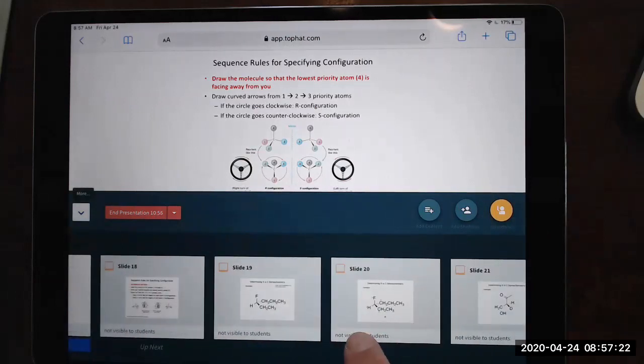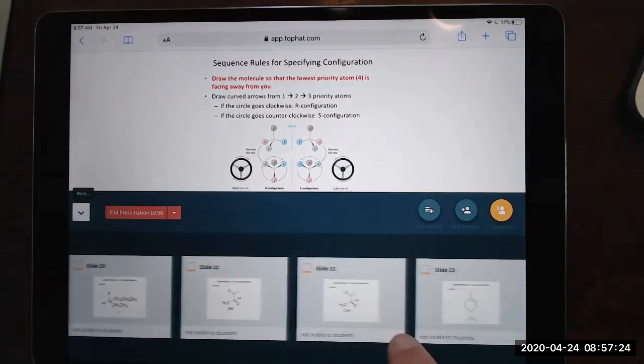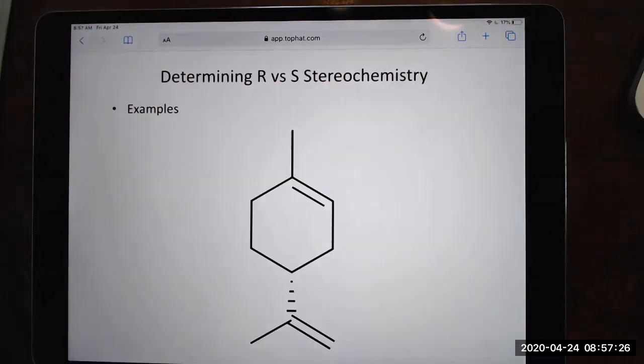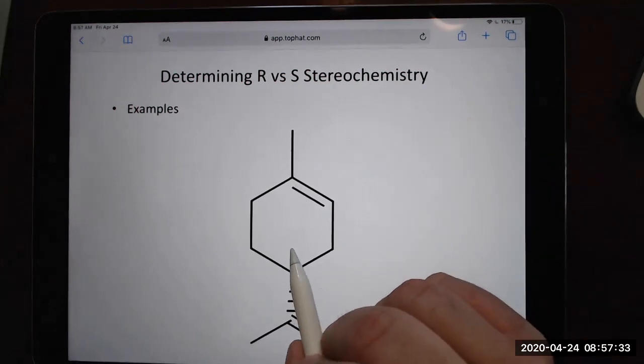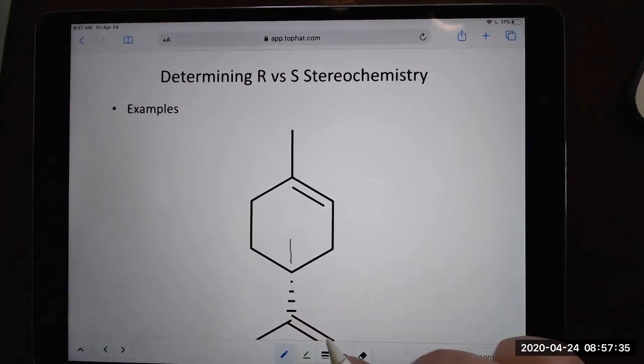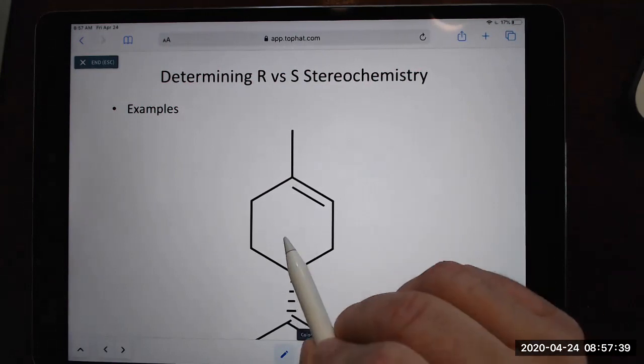So we'll go through one of the examples here. I do like this one. For this one, the chiral center is actually right here. Let's do this in red so you can see it. Actually, let's do it purple.